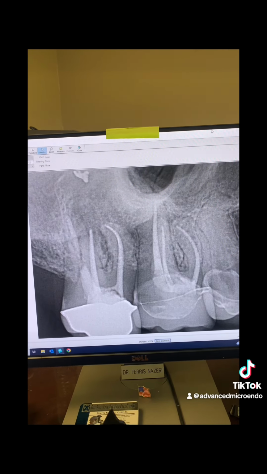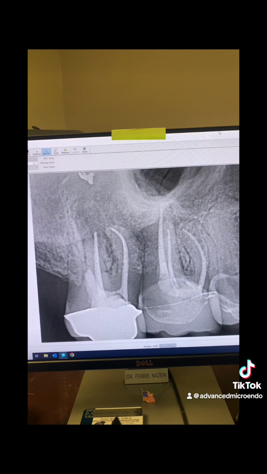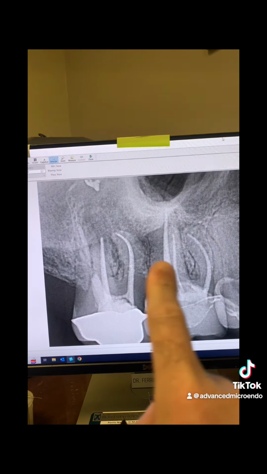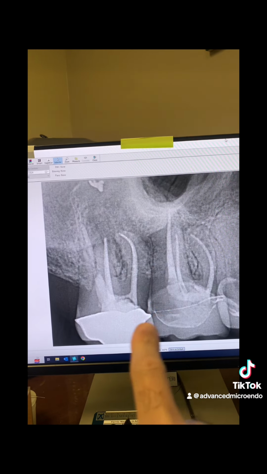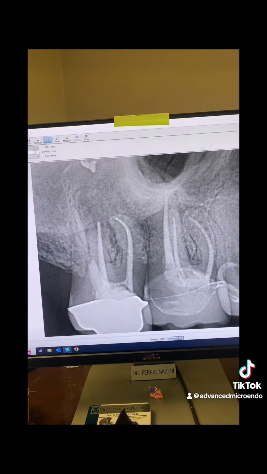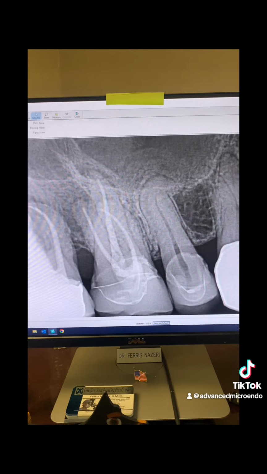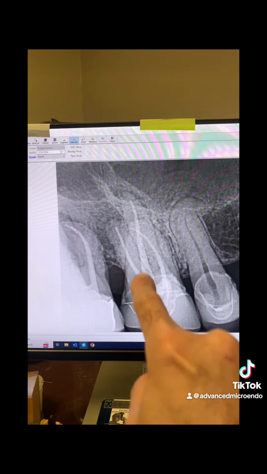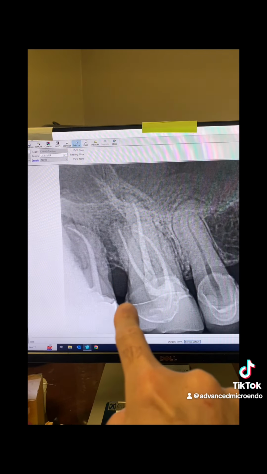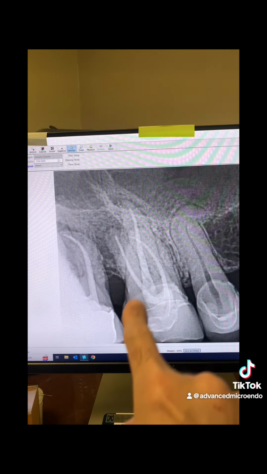Both teeth tender to percussion and palpation. Probings were 2 to 5, 6 millimeters. Patient admits that there is a food pocket right in between the two teeth. Right here, you can see on this angulation, that's a food pocket. So that's perio.